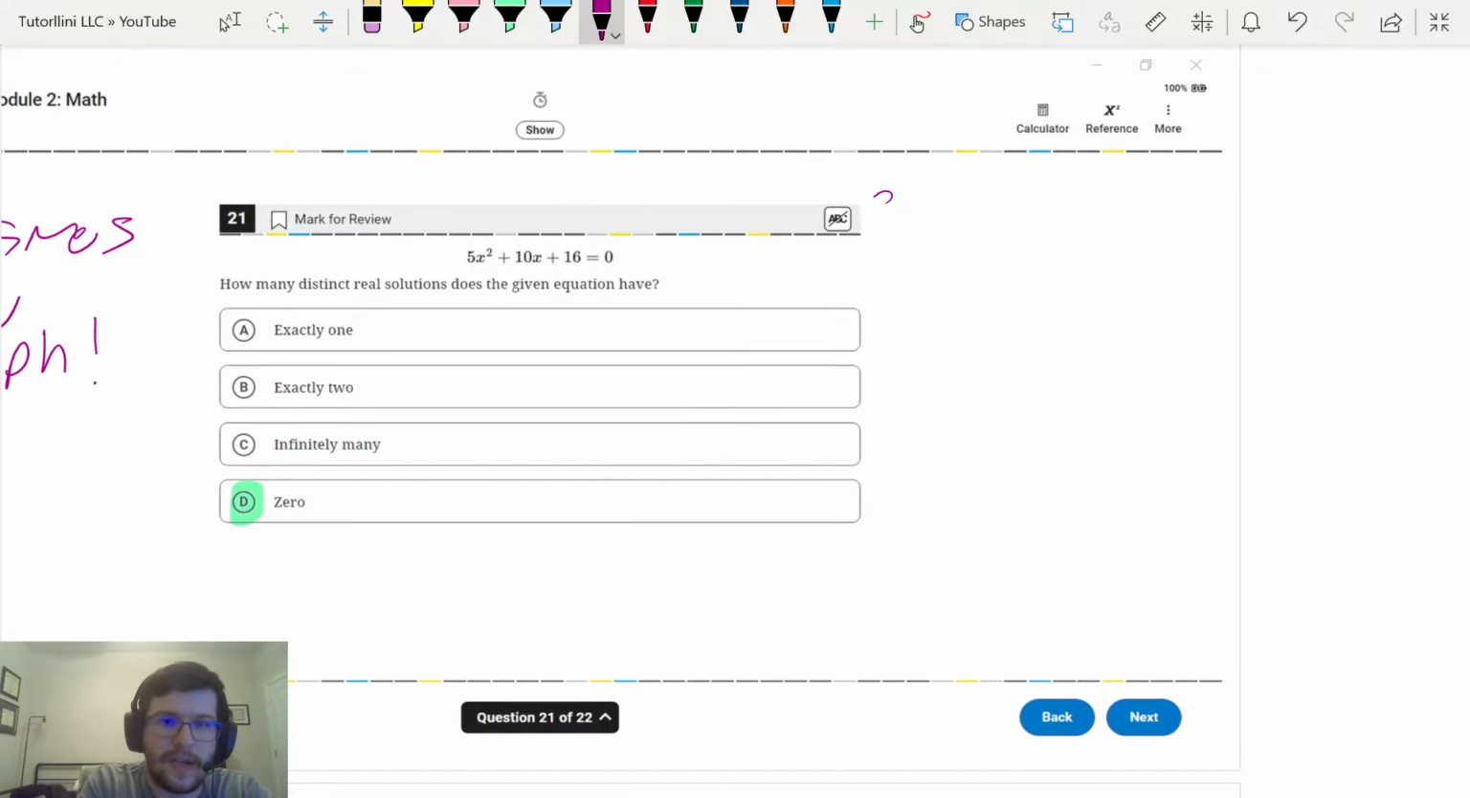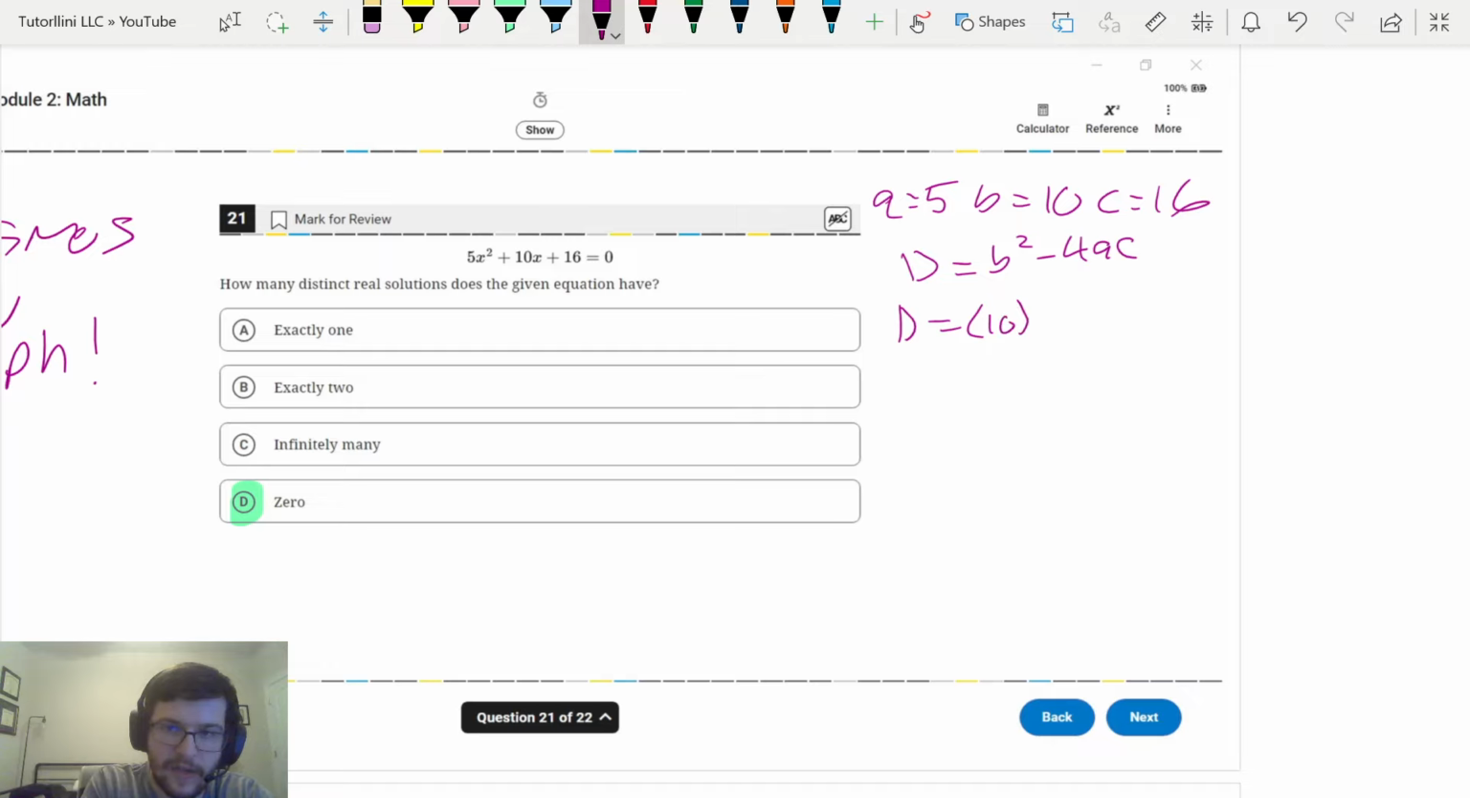Okay, so a equals 5, b equals 10, c equals 16, and D equals b squared minus 4ac. So D equals 10 squared minus 4 times 5 times 16. So D equals 100 minus, I don't even know. But if I put it in a calculator, I know I get D equals negative 220. And negative 220 is less than 0. So that means there's no real solution. So that's how you would do it by hand.